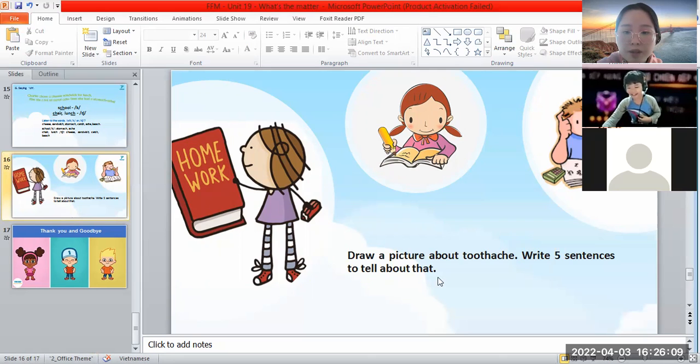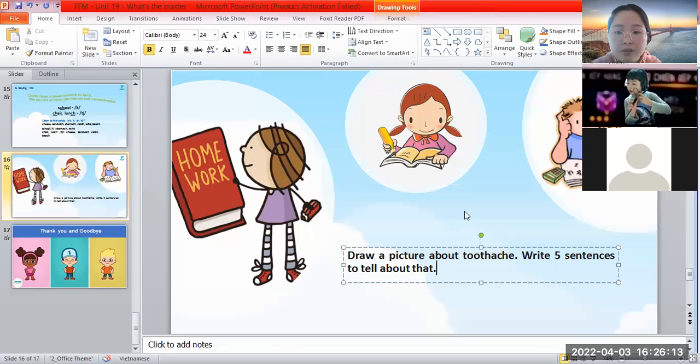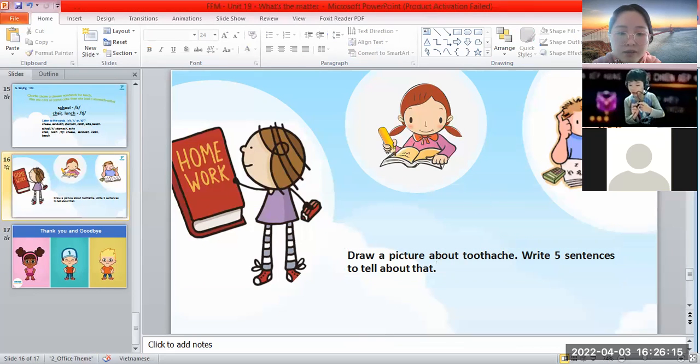Okay, so this is the picture. Yeah, so this is drawing a picture. Can you draw it at home? Okay, so do you have any question? How can we do the homework on Friday? Do you remember what the homework is on Friday? The homework is like this homework.